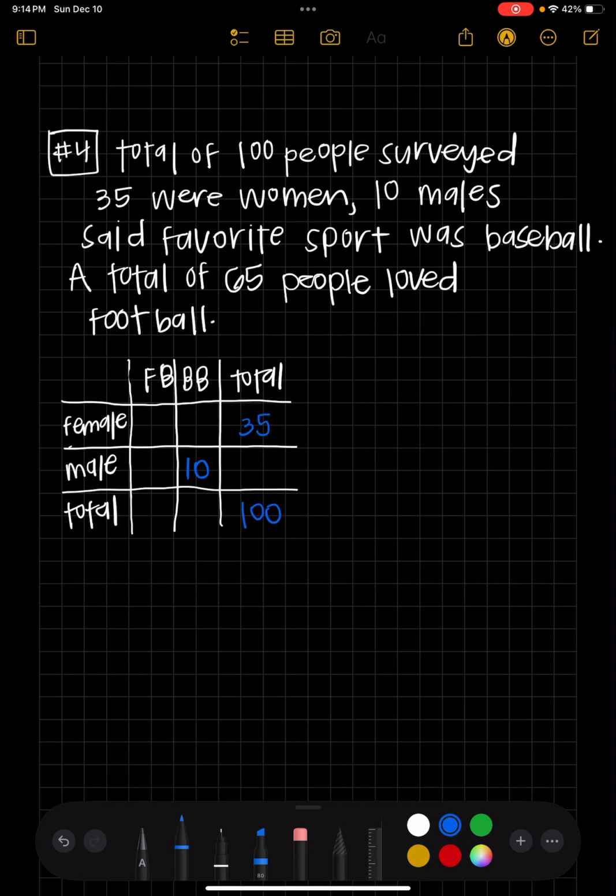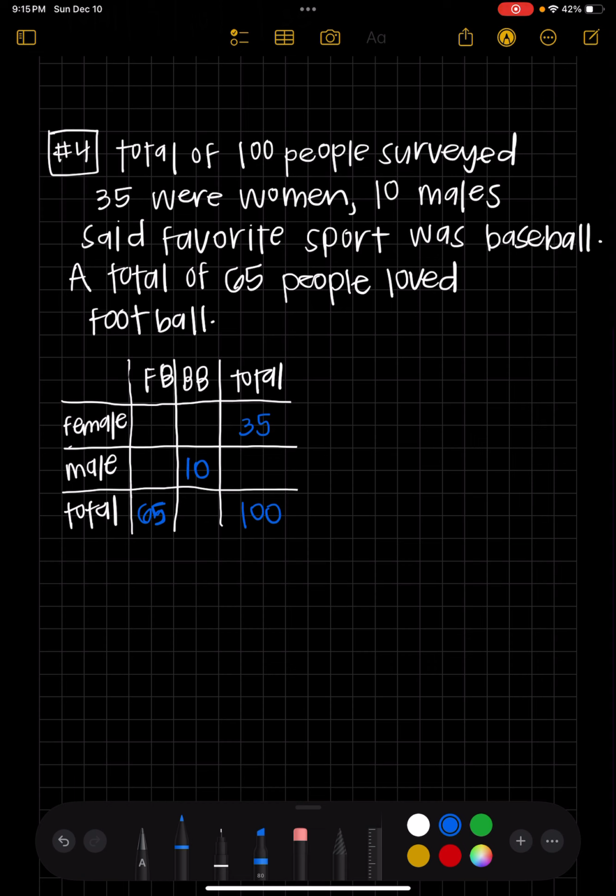Not football, but baseball. And then the last thing that it gives us is that there's a total of 65 people who loved football. So I'm going to go to the football column. I don't know if they're female or male, but I do know that there were a total of 65 people that liked football. Okay, so that's all the information that the text gave me. Now I should be able to fill out the rest of it by adding and subtracting.